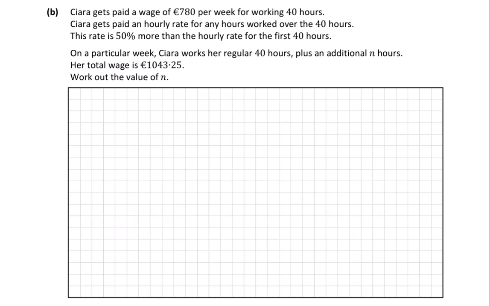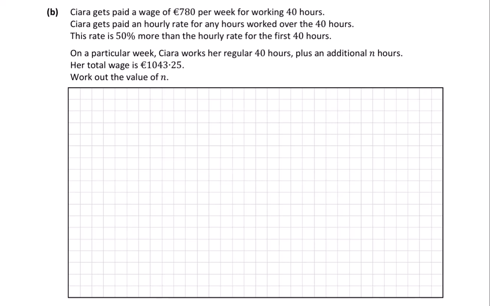Kira gets paid a wage of €780 per week for working 40 hours. She also gets paid an hourly rate for any hours worked over 40 hours. This rate is 50% more than the hourly rate for the first 40 hours. On a particular week, Kira works her regular 40 hours plus an additional N hours. Her total wage is 1,043.25. Work out the value for N.